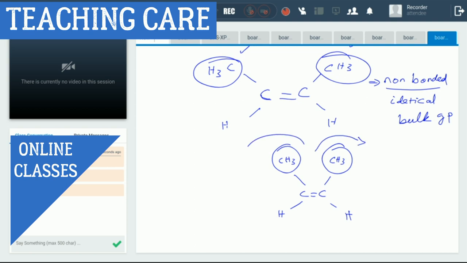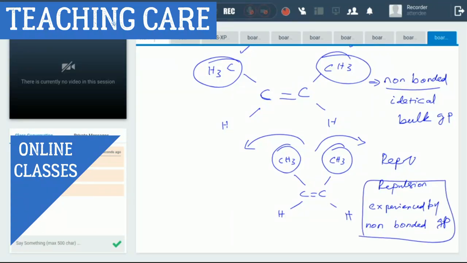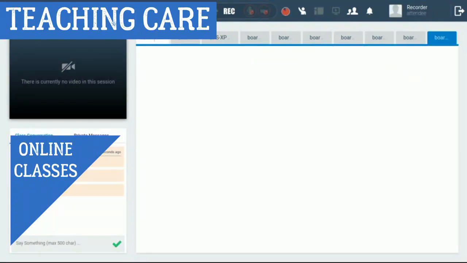When they are identical, what will happen? They will repel each other, am I right? They will repel. The repulsion experienced by non-bonded groups when they are closer to each other, that hindrance is called steric hindrance. So what will happen because of this in the sense? It will move to the other end.